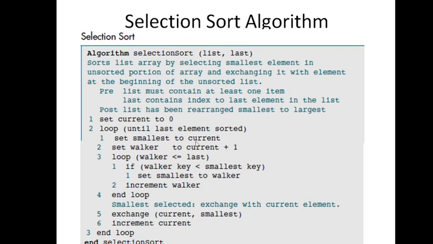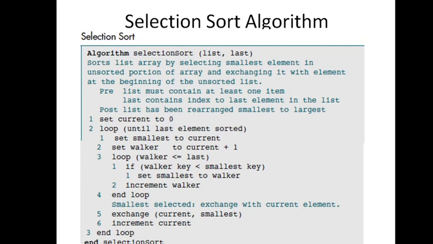Set smallest to current. So we start with the first element of the list, and we assume that the first element is the smallest element at the beginning. Then we use the walker. Walker is an index variable which is incremented in each iteration. So we set the walker to current plus 1, which means it now points to the second element. Now there is a loop: walker less than or equal to last. So till it reaches the last index, it will keep moving.